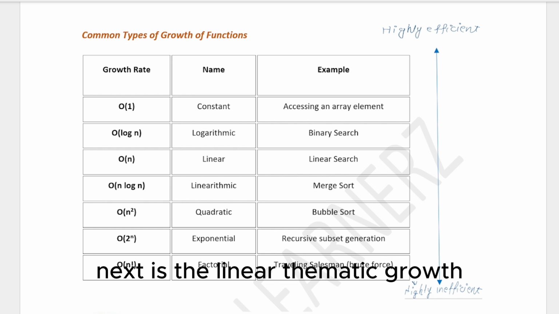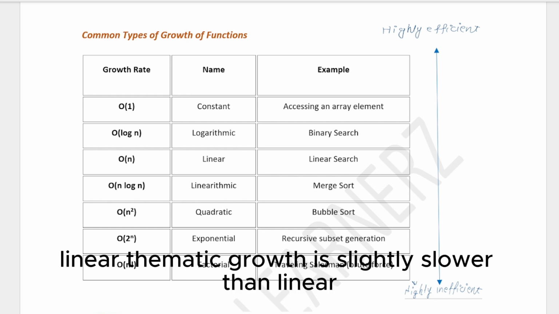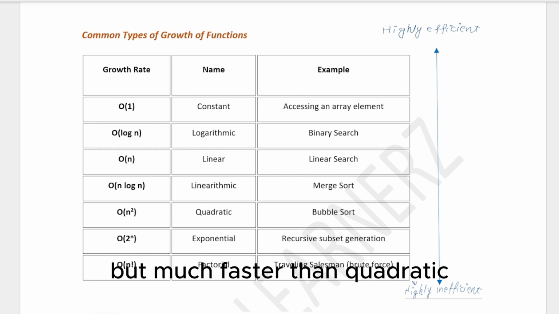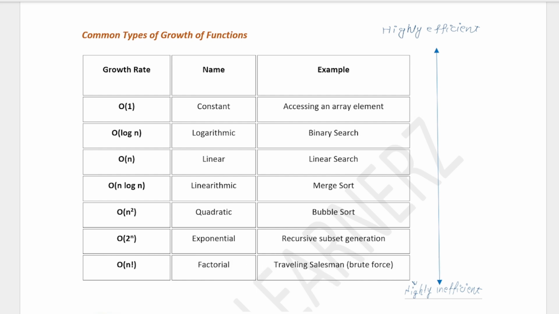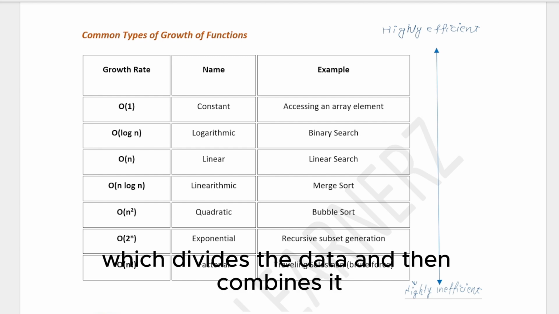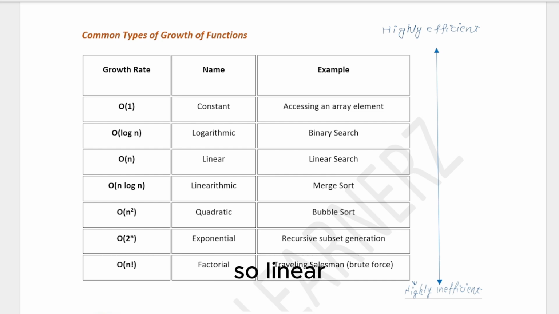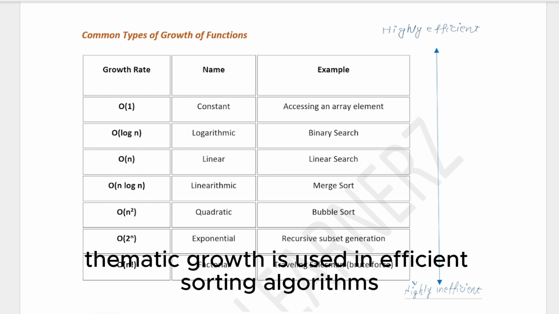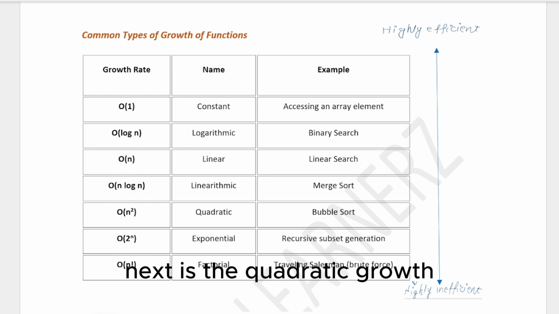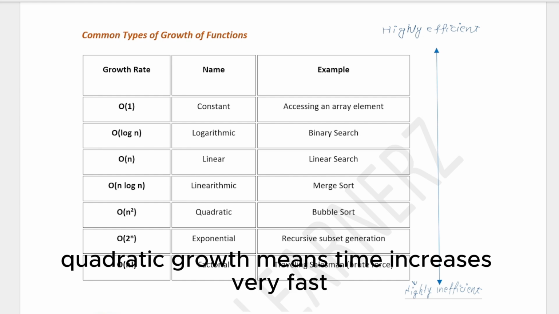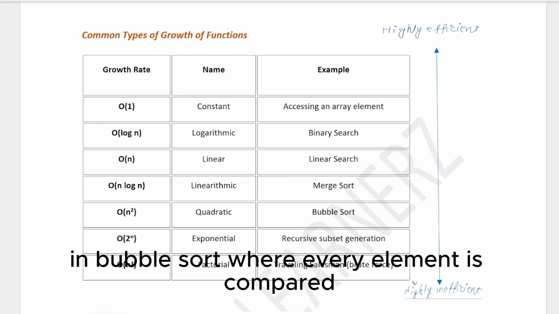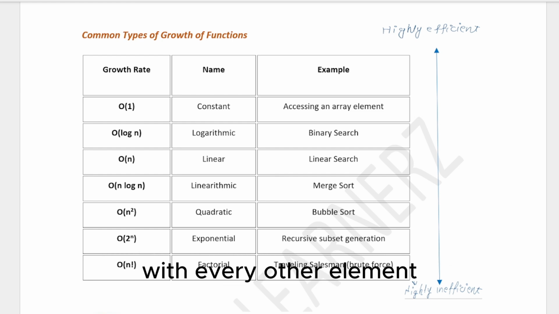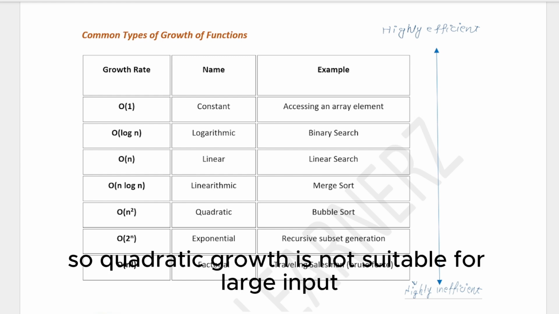Next is the linearithmic growth. Linearithmic growth is slightly slower than linear but much faster than quadratic. For example, in merge sort, which divides the data and then combines it. So linearithmic growth is used in efficient sorting algorithms. Next is the quadratic growth. Quadratic growth means time increases very fast as the input grows. For example, in bubble sort, where every element is compared with every other element. So quadratic growth is not suitable for large input.